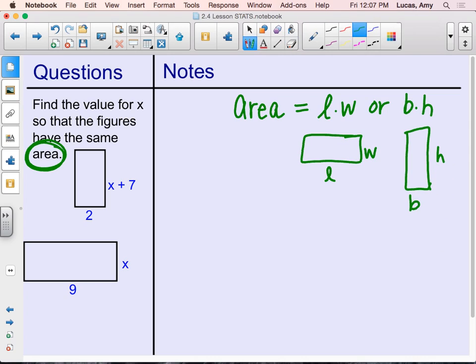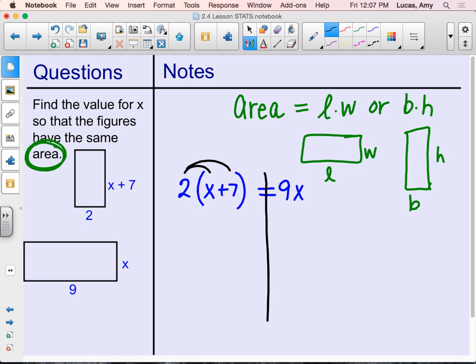So I am going to have to set this up. We've got 2 rectangles. So the first rectangle, if I do length times width or base times height, it would be 2 times x plus 7. And then for the second one, it would be 9 times x, like that. So I need to distribute. 2 times x is 2x, plus 2 times 7 is 14, and solve this.